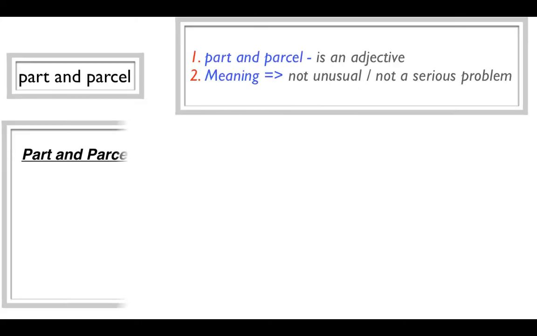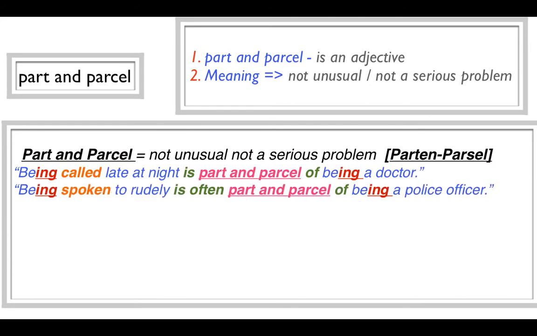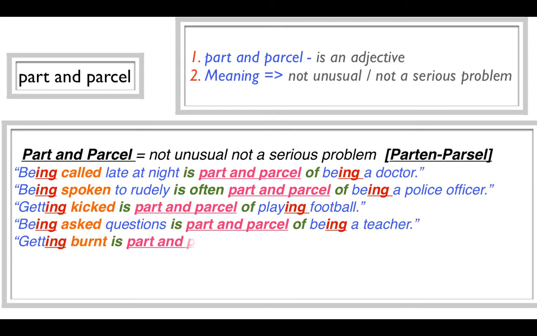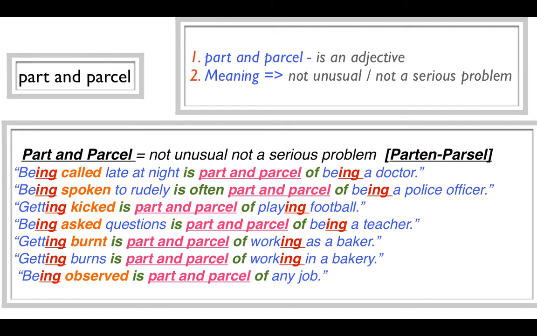Okay, I want us to look now at some of the passive voice versions of these sentences with part and parcel. So here you can see now that we're starting the sentence with a verb ing and then a past participle. So being called late at night is part and parcel of being a doctor. So doctors get phone calls possibly late at night. So we say being called late at night. The doctor isn't calling anybody, somebody is calling him. So this is a passive version.